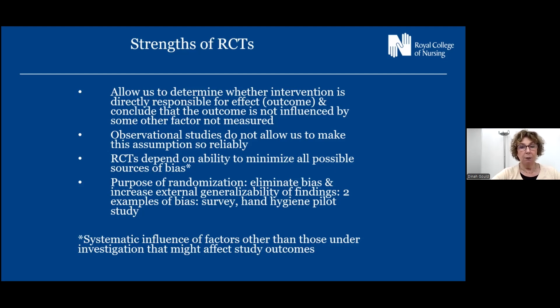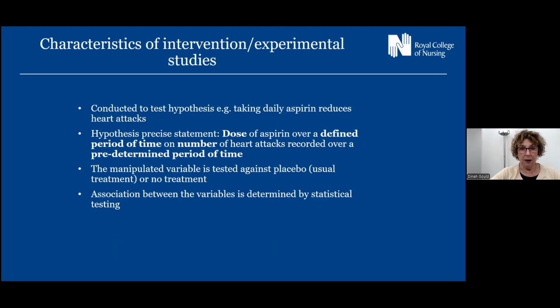If you have somebody repeatedly collecting information from the same people or the same situation, like the man who came with his survey to my house, then you're getting repeated bias in there, and that means that the research is basically flawed. So the purpose of randomization, making sure that everybody in the population, in the whole group, has an equal chance of being included in the study, helps to eliminate bias and increases the external generalizability, whether our findings can be applied anywhere. So the characteristics of an intervention study is that they're conducted to test a hypothesis.